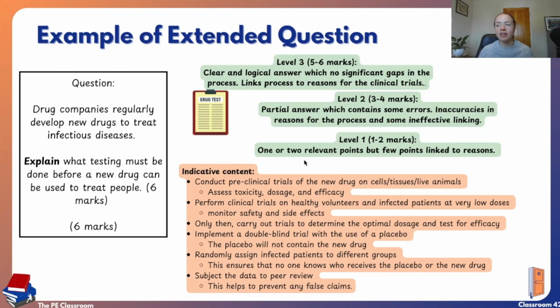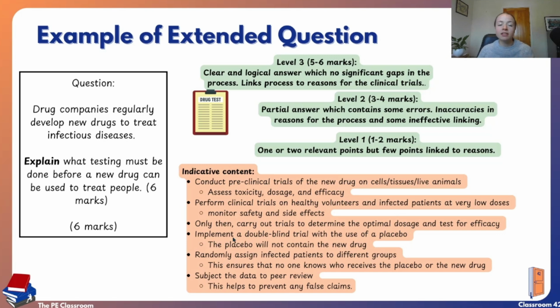So for each of these type of questions, examiners are given some indicative content, which they can use to then determine which level the student's answers go into. So we'd look through these ones here. So we've got the idea that clinical trials are conducted on a new drug to assess toxicity, dosage and efficacy. You've also got that you need to perform clinical trials on healthy volunteers and infected patients at very low doses to monitor the safety and potential side effects. And only then can trials be carried out to determine the optimal dosage and test for efficacy.